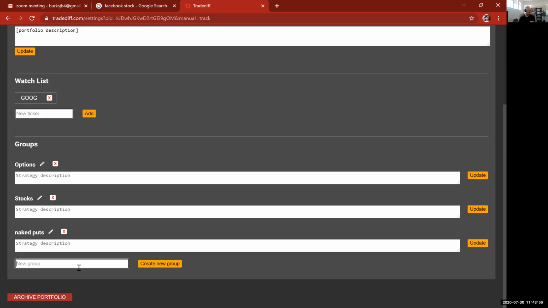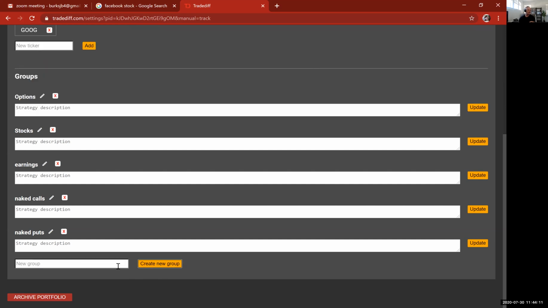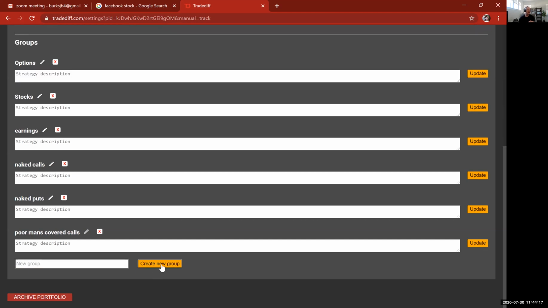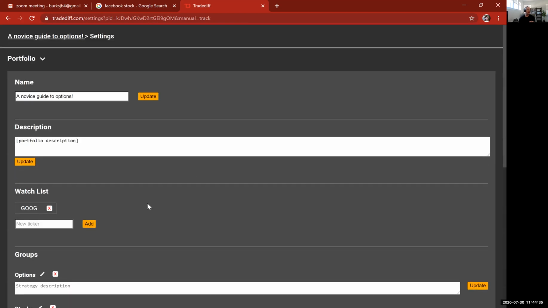And then create that group, and then naked calls. And then let's put in poor man's cover. Let's put earnings trades. Yeah, poor man's covered calls or earnings trades. And then you could put in poor man's covered calls. And then you could put in poor man's covered puts. And then you could put in straddle/strangles. All right, so now scroll up to the top and click on a novice guide to options that's underlined.